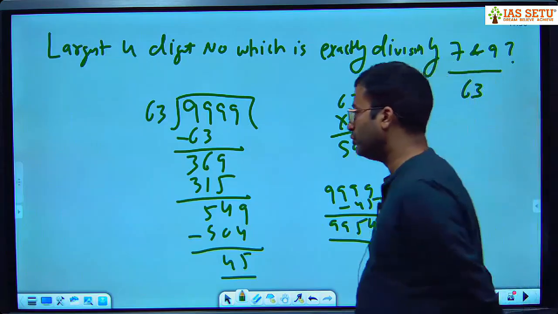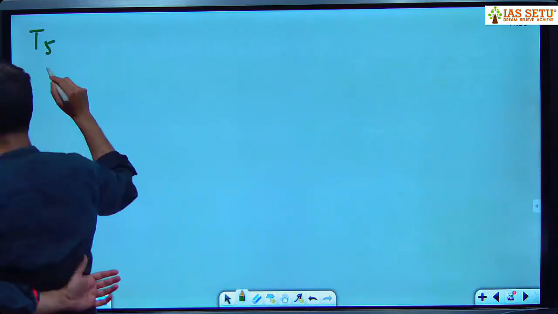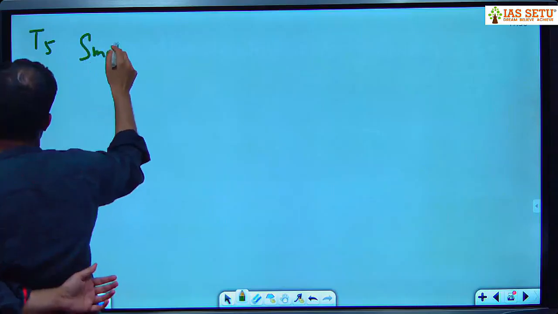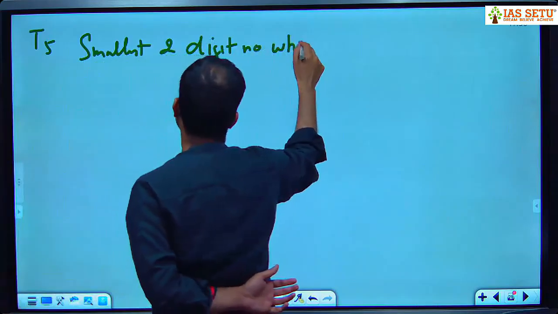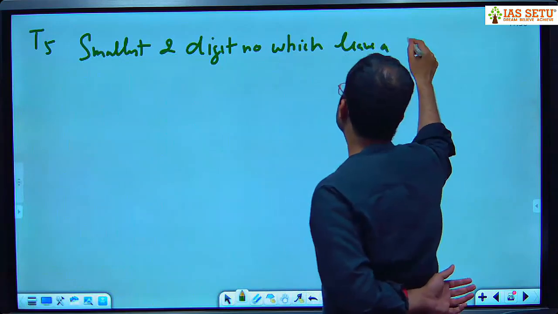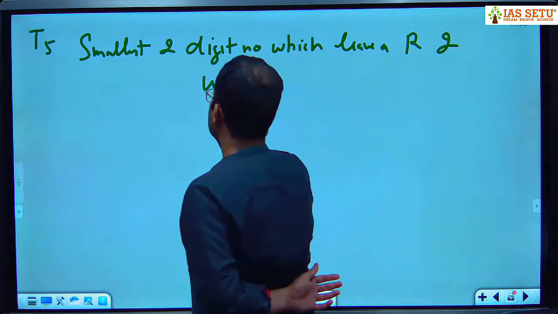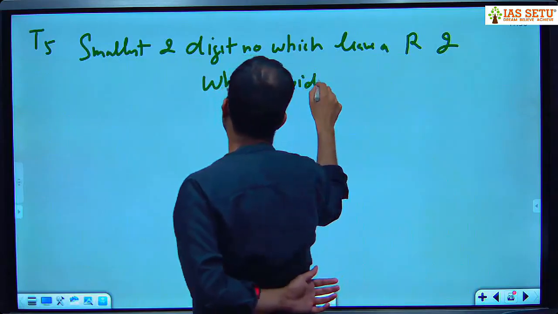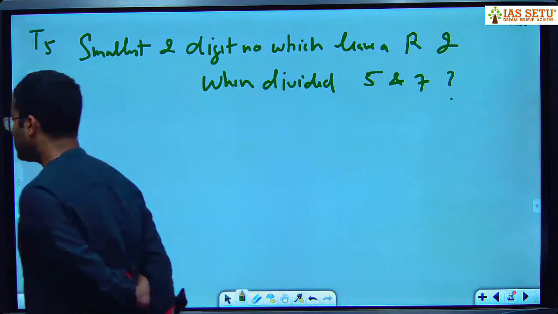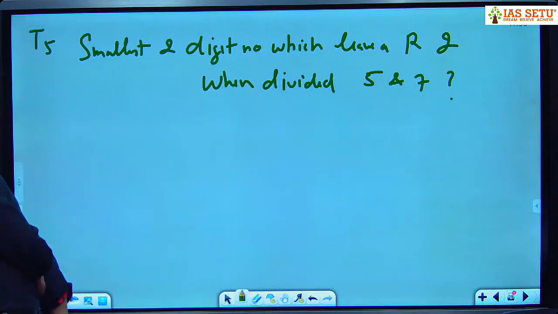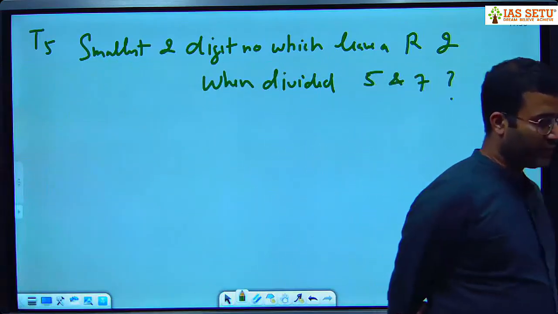Next is type 4 question, type 5 question. Okay, I write on the board. Tell me the smallest 2-digit number which leaves a remainder 2 when divided by 5 and 7. Tell me the smallest 2-digit number which leaves a remainder 2 when divided by 5 and 7.